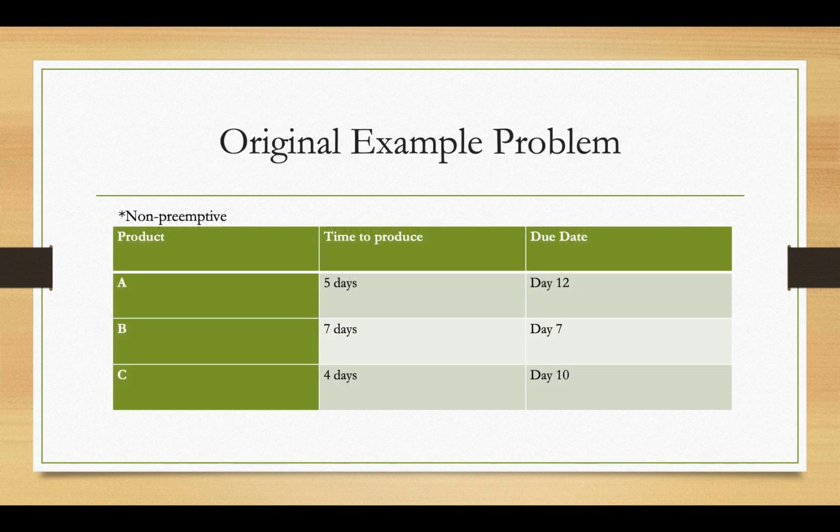Now, this is an original example problem of the branch and bound method. As you can see, we have 3 products here with their respective time to produce and their respective due dates. It is important to note that the product line here is non-preemptive, which means that if you start producing product A, it has to finish producing product A before it can be stopped or replaced to produce product B.